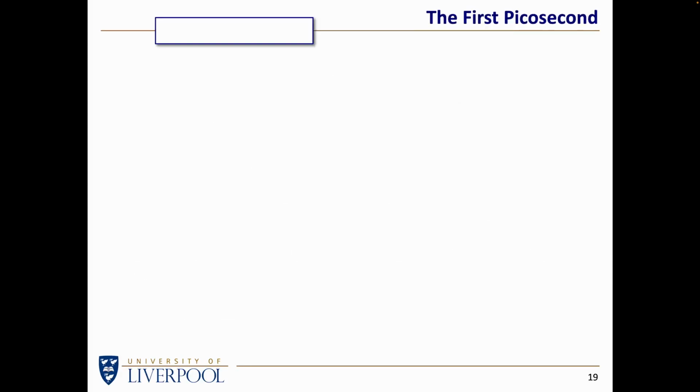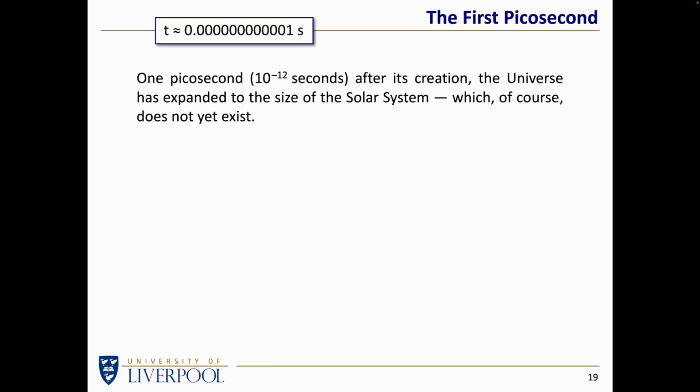Let's move forward again. We're now moving forward to the first picosecond, 10 to the minus 12 seconds. 1 picosecond after creation, the universe has expanded until it's approximately the size of the solar system. Yes, of course, the solar system doesn't exist yet and won't do for a long, long time, but that just gives us an idea of how much the universe has expanded. From the size of a golf ball to the size of the solar system in a tiny, tiny, tiny fraction of a second. So yes, of course, the universe must have expanded much, much faster than the speed of light. And indeed, bits of it are currently expanding faster than the speed of light.